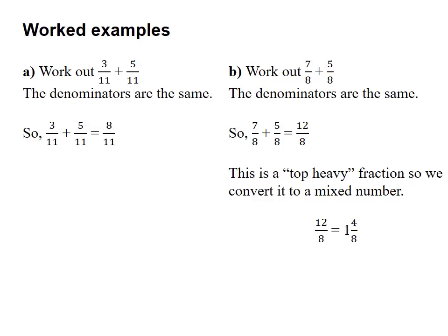We do that by dividing the bottom number, the denominator, into the numerator. It goes once, and there are 4 left over, so that's 4/8. So the answer is 1 and 4/8. But we can go still a little bit further, because 4/8 can be cancelled down to 1/2. So the answer is 1 and 1/2.